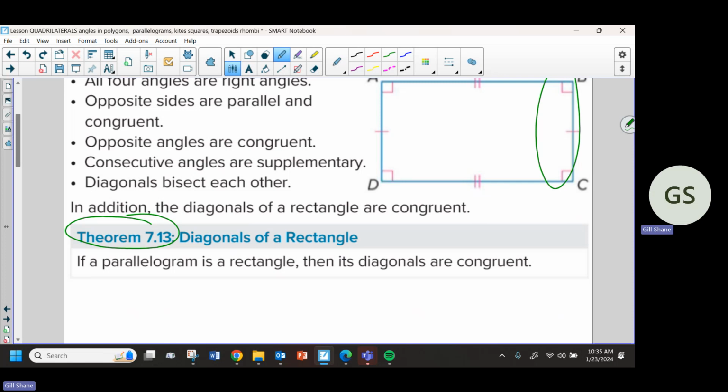This will be on the big test. Today we're moving into the next lesson. We moved into rectangles, which is still a parallelogram, and we're still doing parallelograms. It's just a specific type of parallelogram, kind of like a square is a specific type of rectangle.